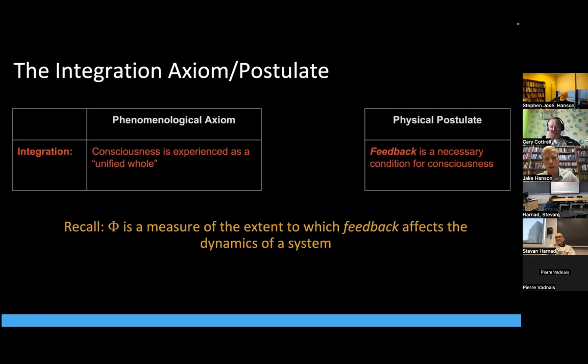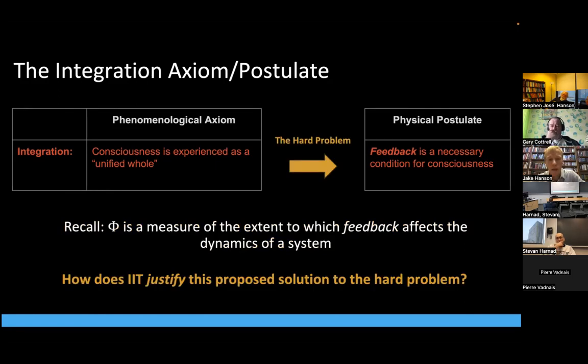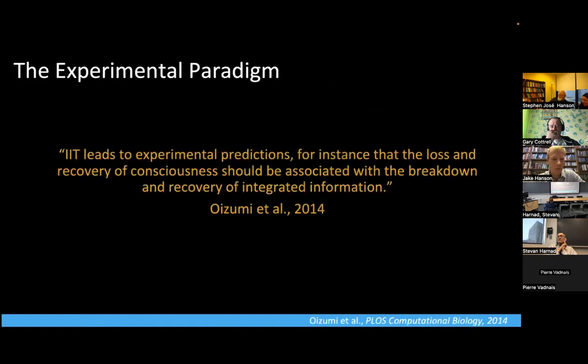And so, like I said earlier, phi is ultimately going to measure the extent to which feedback affects the dynamics of a system. And so the question is, well, how does IIT justify that feedback is really what they're talking about with consciousness as a unified whole? And so that was the question here. This is a big leap, and I'm not sure I believe that feedback connections are what leads to a unified whole. So to justify that, they need experiments, and IIT makes a big deal about the fact that it can be experimentally verified. And so here's a quote from the IIT 3.0 paper, which says that IIT leads to experimental predictions.